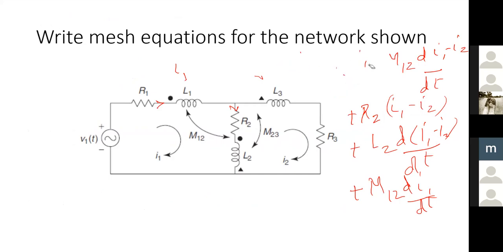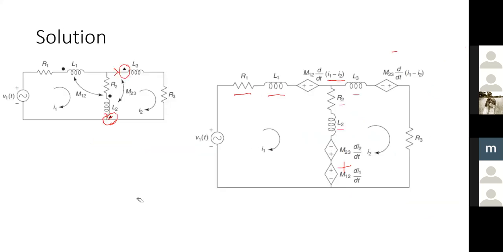Write mesh equations for the network shown. Okay, we'll go to the next slide. Pointer. Yes, Said Ali.